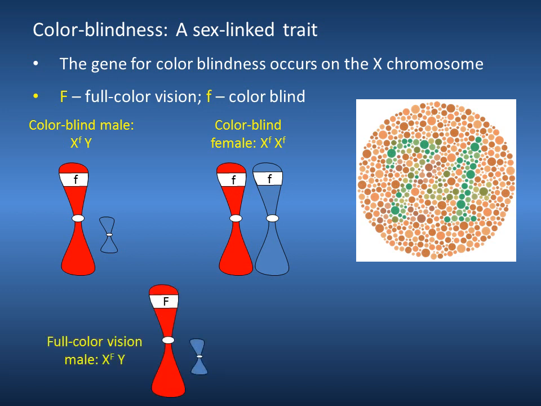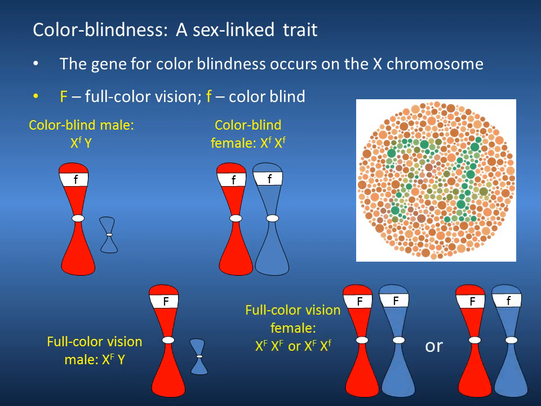So a full color vision male would have the dominant allele on his X chromosome, and again the Y chromosome simply would not have any gene on it whatsoever, and thus that's how we would represent it in the symbolism here. Now, a full color vision female, of course, follows the generic dominant-recessive system. She could be homozygous dominant, the capital F on both homologous chromosomes, or she could be heterozygous for this trait. Either of these situations results in a full color vision female.